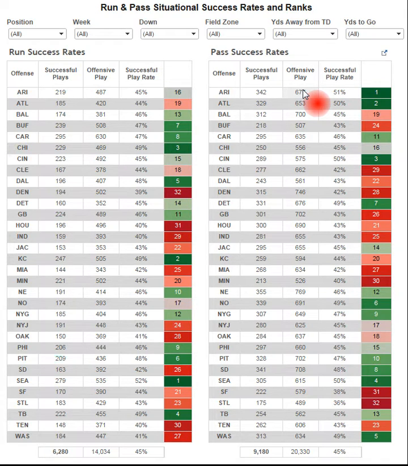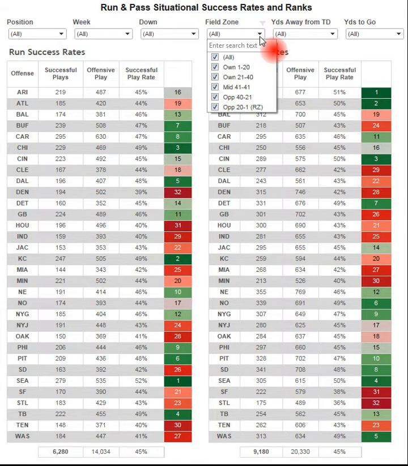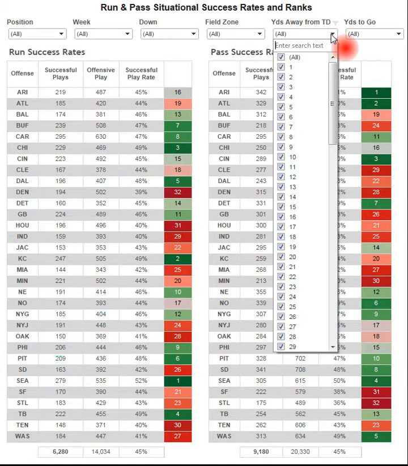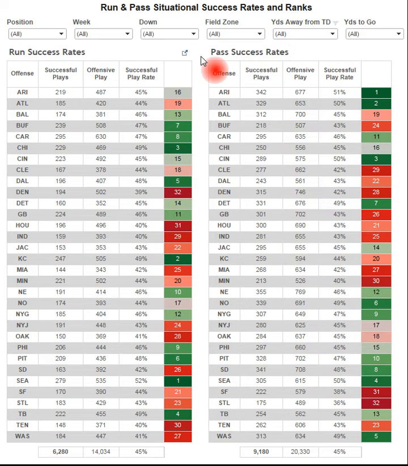There's other ways to look at run-pass ratios and tendencies from other visualizations. But here you can look at different positions, week, down, field zone. So once again, we're going to look at the red zone, or when we're backed up in our own 20, things of that nature. Yards away from touchdown. This one is a little bit more unique that I put on here. Essentially it goes from 99 all the way down to 1, and that's how many yards you have to go before you get a touchdown.